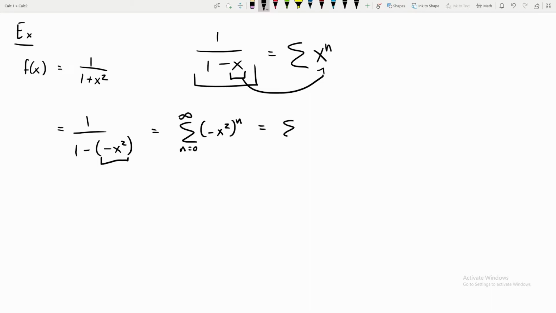Now we can go on to simplify this. It would just be equal to minus 1 to the power of n, and then x to the power of 2n. And that's basically it. That's all there is for this lesson on power series notations for functions. We will go on in a little bit more depth in later lessons, but this is essentially all there is to it. So now on to a slightly more challenging example.